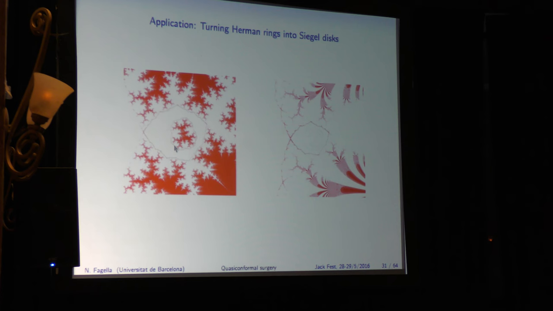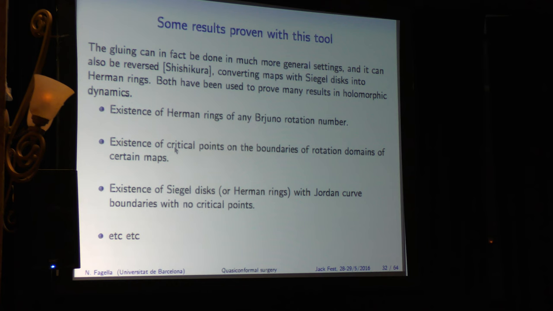Okay, results proven with this tool, many. So this gluing, as I said, can be done even much more generally. It can also be reversed. Shishikura did a lot of results with this, converting Siegel disks into Herman rings. It's a pity I don't have time to do all of them, right? But if you take two spheres with two Siegel disks, you could imagine these procedures as touching them and melting the two Siegel disks together, right? The result is a new sphere, and it only has a band around it that is your Herman ring.